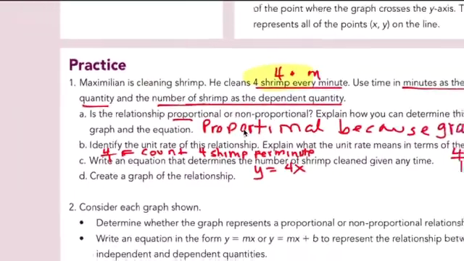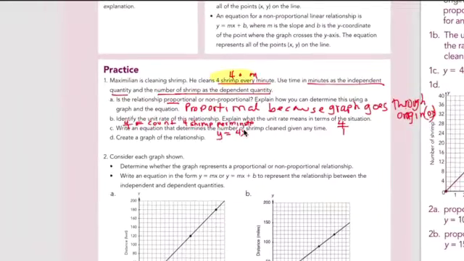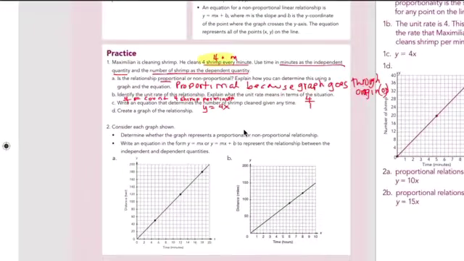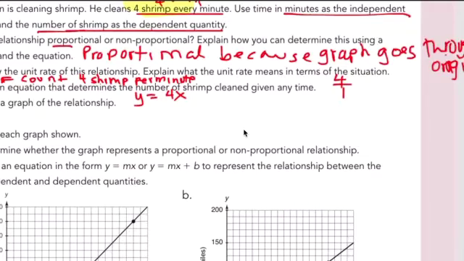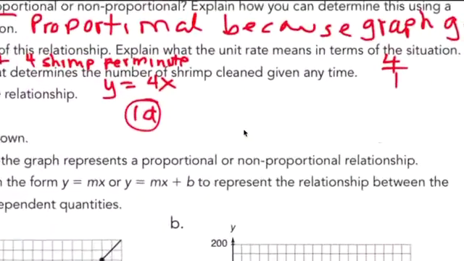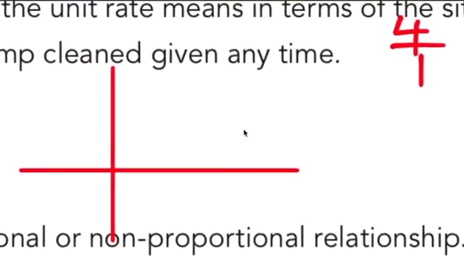Create a graph of this relationship. Okay, use graph paper for this, or draw a graph. It's so little. I hope you guys get another paper. Write 1D on there. Okay, 1D. And then you draw your graph.